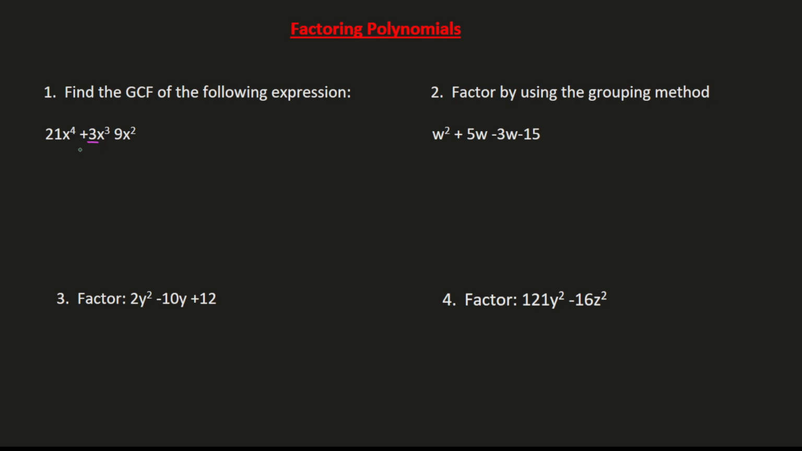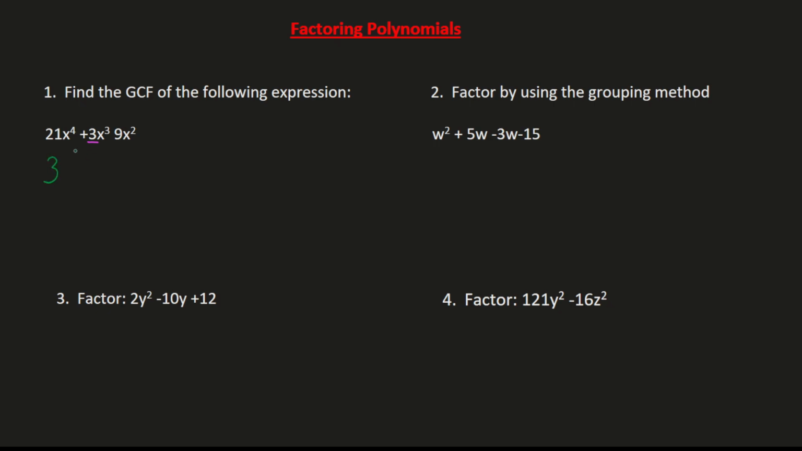I'm assuming that as you are doing this, you know how to find the GCF. If you're having issues finding the GCF, leave me some notes in the comments and let me know if you want me to go a little deeper on that. But I'm assuming you know how to find the GCF of two or more numbers. In this case, with 21, 3, and 9, the GCF of the numbers is 3.